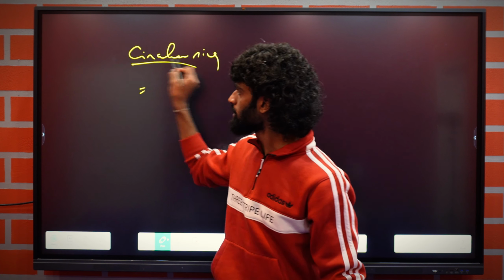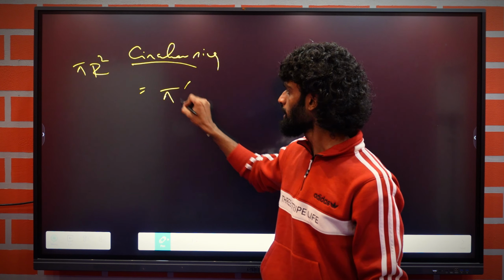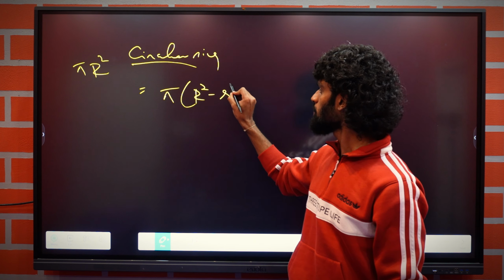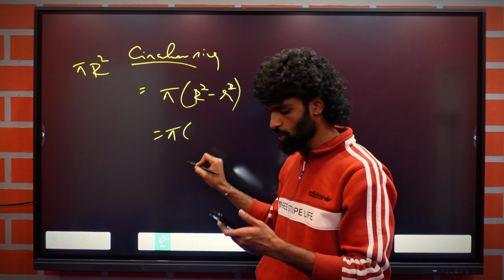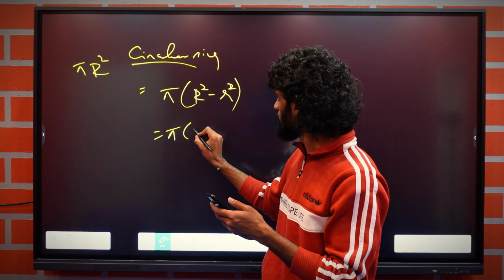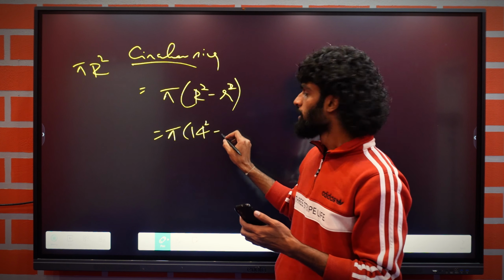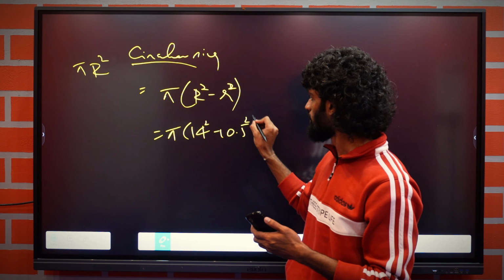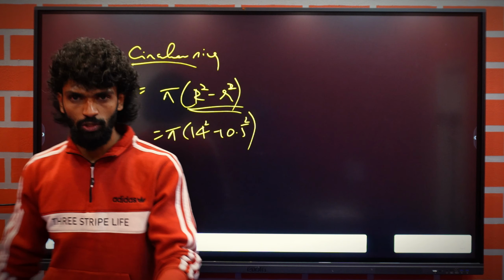What's the hint? Circle. Circle's area is pi r square. I'll do the same thing. I'll write pi R square minus r square. Why? External minus internal, no? That's why. So it will be pi into, I'll solve it directly, 14 square minus 10.5 square.